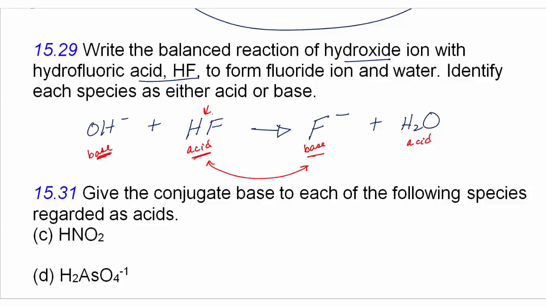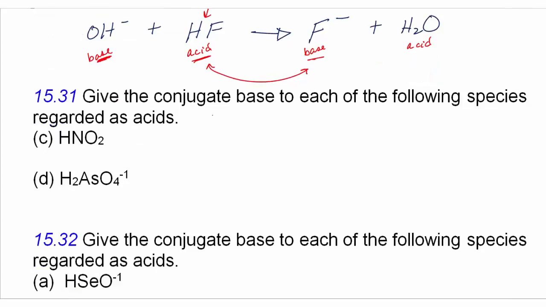Give the conjugate base to each of the following species, regarded as acids. So we want to give the conjugate base, so we have to remove an H+, because these conjugate acid-base pairs differ by an H+. If we want the base form, we have to remove an H+. So let's do that. Let's remove a hydrogen ion. Well, we're left with NO2, but NO2 minus, right? Because you have to remove a plus charge too.